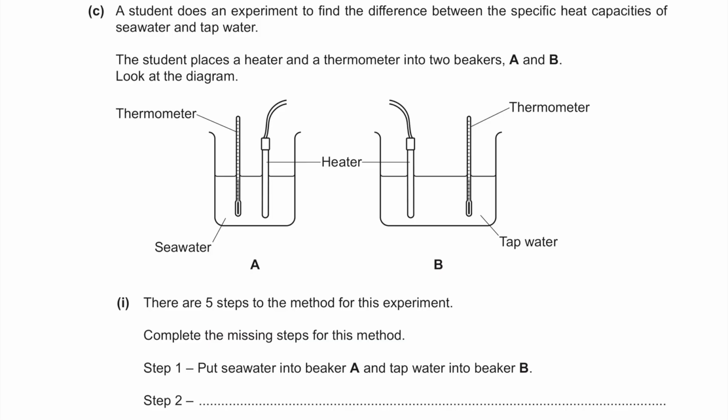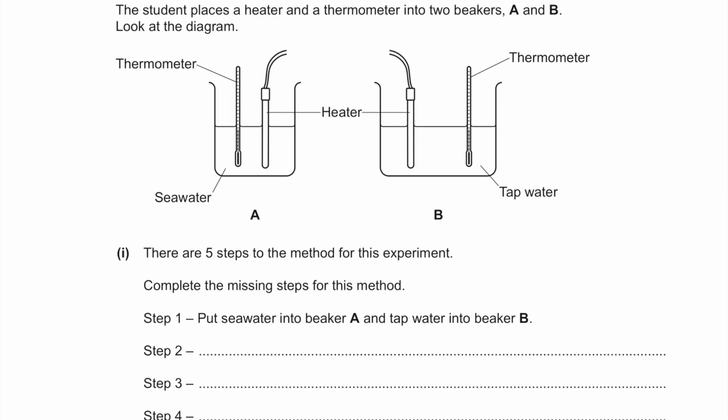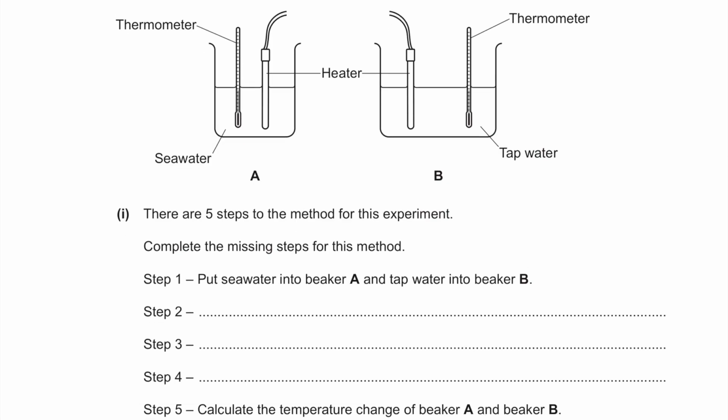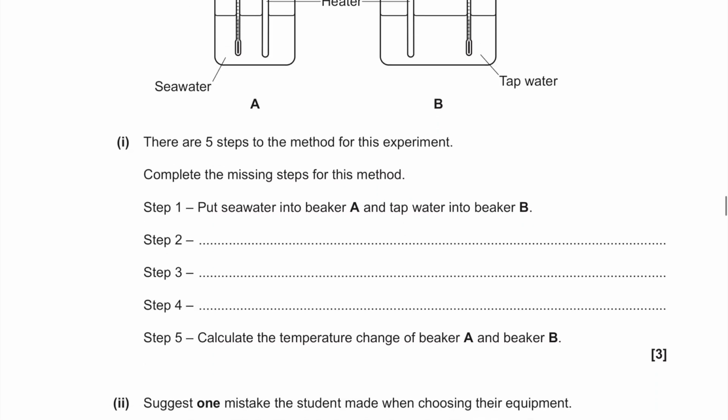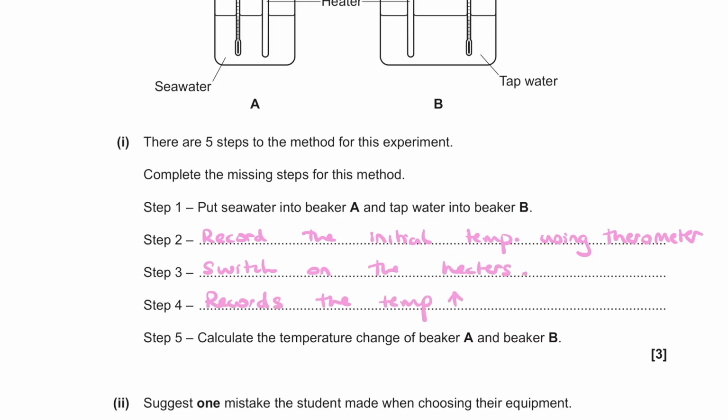A student does an experiment to find the difference between the specific heat capacities of seawater and tap water. We've been given 2 beakers, one with tap water and one with seawater, both with thermometers and heaters. And we've been given that there are 5 steps, and 2 of them have been written. We just need to work out the rest of them. So first things first, once you've put the water and the seawater in, record the initial temperature using a thermometer. Step 3, switch on the heaters. Step 4, record the temperature increase each minute, let's say for 10 minutes.